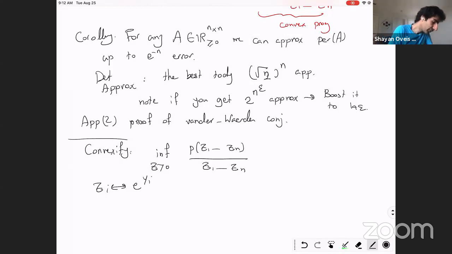Then you do this substitution. So now the domain of the yi's will be all reals. And you do one more thing: you also take the log of the objective function.